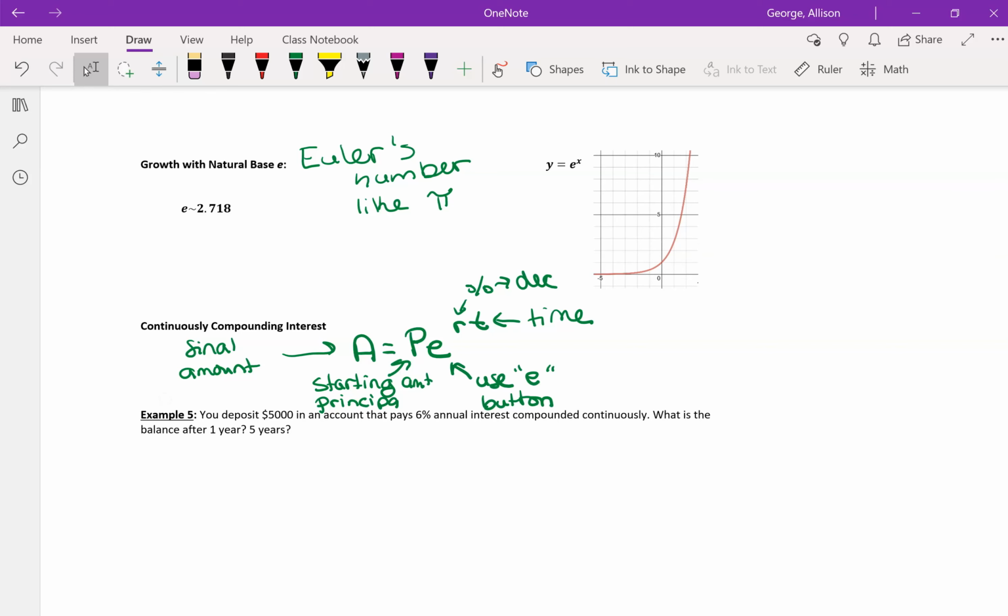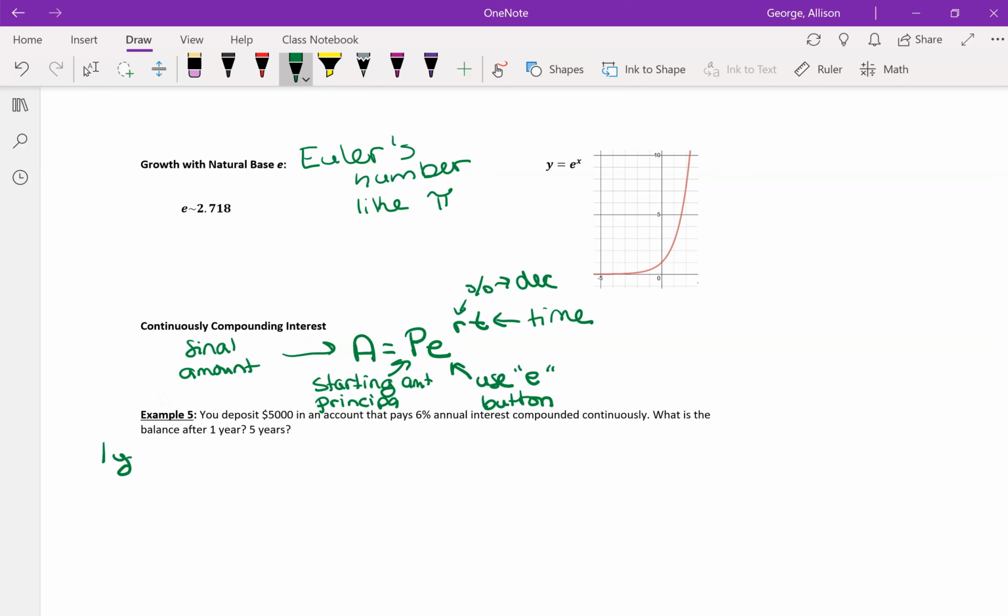And continuously compounding is when you're going to get the most money from your bank account. So if you happen to find a savings account that compounds continuously, jump on that, because you're going to make a whole lot more money than anything else. All right, so for example 5, we deposit $5,000 in an account that pays 6% annual interest compounded continuously. What is the balance after 1 year and after 5 years?